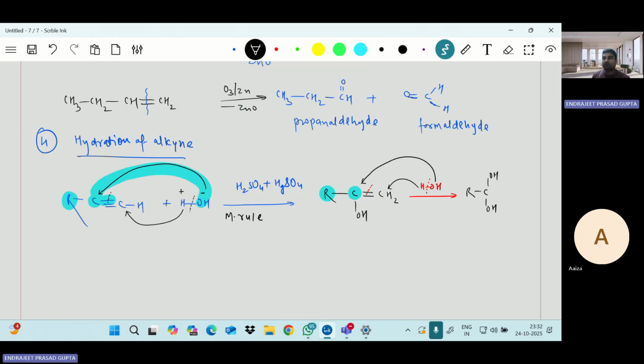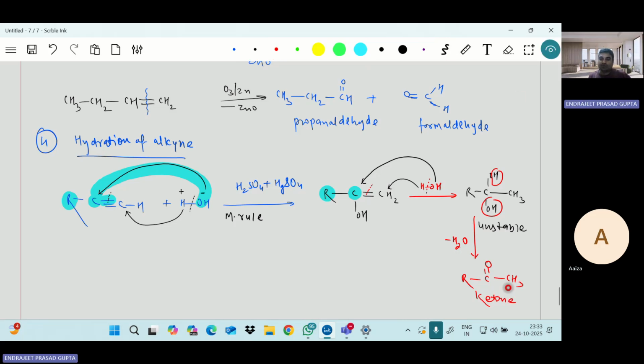Yes, sir. Now the double bond is converted to a single bond, CH3. So is this stable or unstable? Because the same carbon cannot have two hydrogen and an OH group. This is hydrogen and this is OH, so H2O is eliminated. So you will get R C double bond O CH3. This is a ketone. Have you got it?